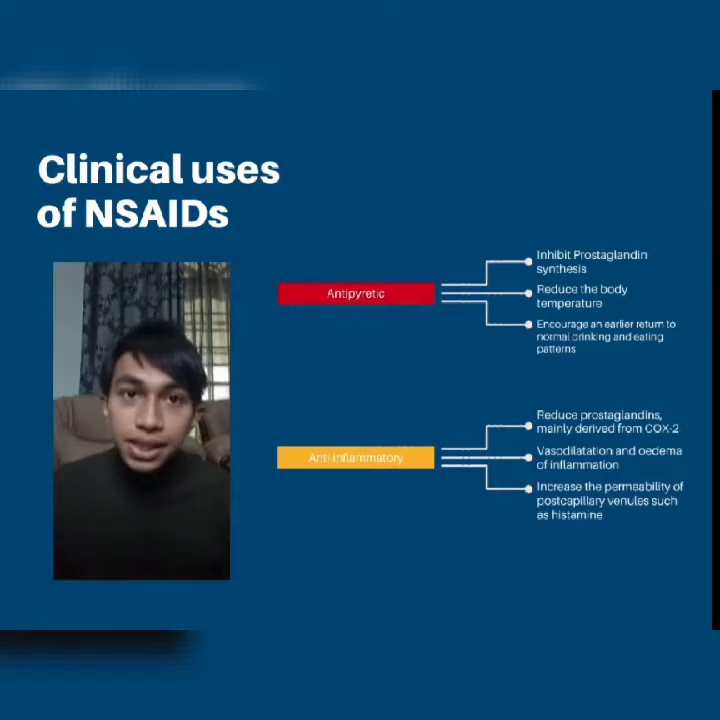The second point is, NSAIDs can be used as anti-inflammatory drugs. As I said before, this drug can reduce the prostaglandin secretion or synthesis, which mainly derive from COX-2 that play a significant part. These include the vasodilation and edema of inflammation, because vasodilation facilitates and potentiates the action of mediators that increase the permeability of postcapillary venules such as histamine.